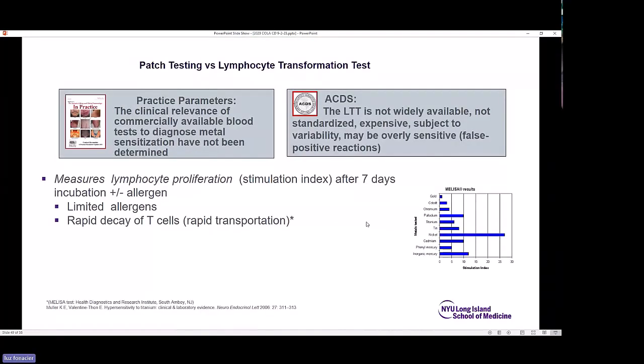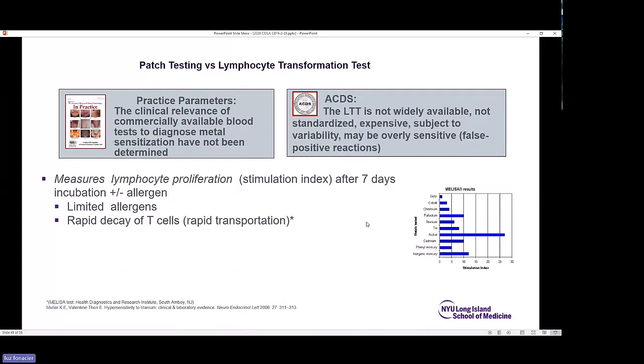And there is the Melissa blood test, a lymphocyte proliferation test. We just had a consult yesterday for this. It cost our patient $680. Insurance will not reimburse it. It has 8 to 10 allergens, so you have limited allergens here.